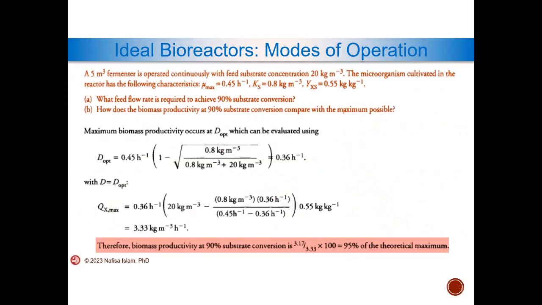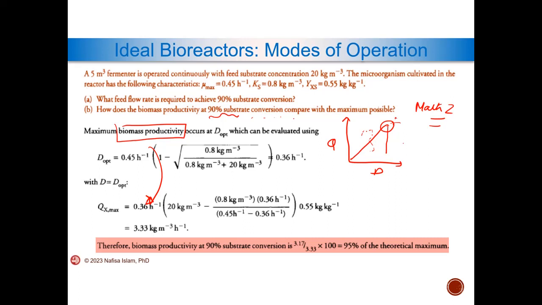Let's figure out the D optimum, which is related to the QX max, because if this is Q by D, we are somewhere in this region, probably this D. Because if we go beyond this, it's going to be not optimal. So let's keep that in mind for the next math, math 2, which I'll give in a separate video. Just keep in mind that the optimum D, or the optimum flow rate, is not always related to the best substrate conversion. So in here you have maximum biomass productivity occurring at D optimum.